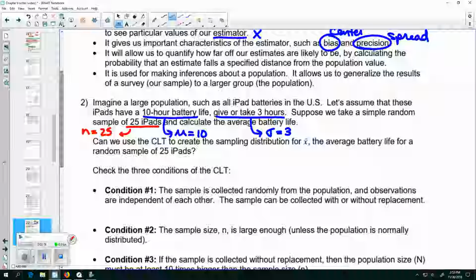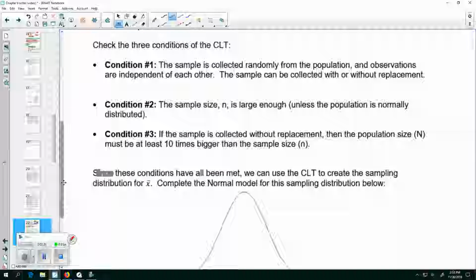Okay. So the question is, can we use the central limit theorem to create the sampling distribution for x bar, which is the average battery life for a random sample of 25 iPads? So just like earlier, we've got to check those 3 conditions for the central limit theorem. First one, which deals with center. In other words, if condition 1 is met, we know the center of this sampling distribution. So that the sample is collected randomly from the population and observations are independent of each other. Sample can be collected with or without replacement. So we are doing random samples, and it is safe to assume that the battery life of one iPad in our sample has no effect on how long the battery lasts on another iPad in our sample.